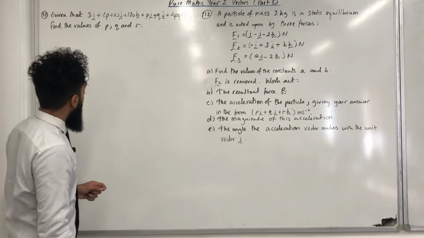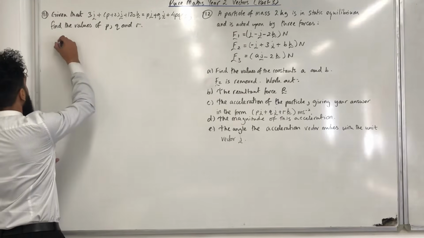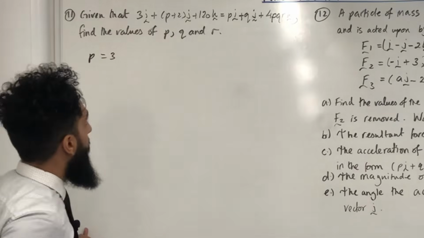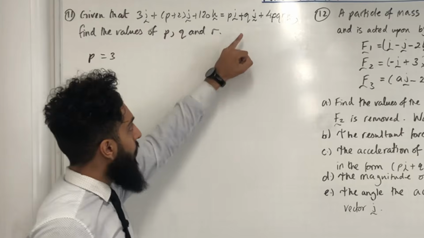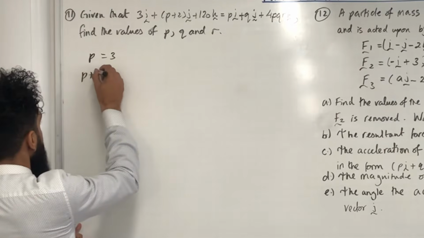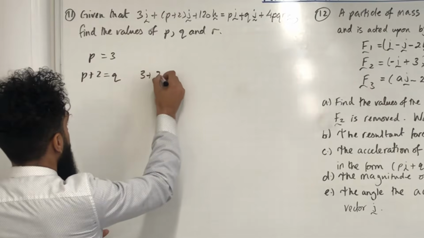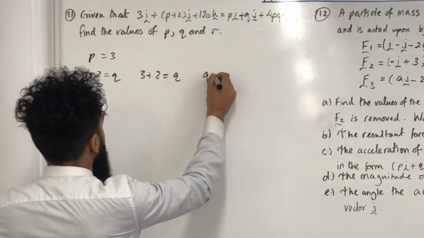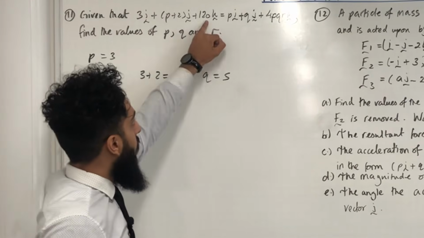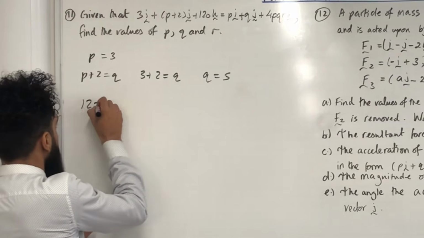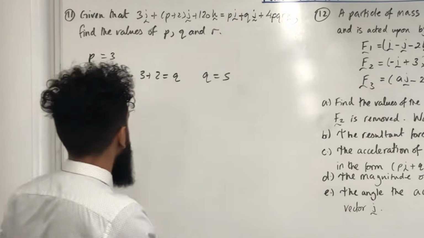So if I compare the coefficients for i, I have that 3 is equal to p, or you could say p is equal to 3. Comparing the coefficients for j, we have that p + 2 is equal to q, but p is 3. 3 + 2 is equal to q, hence q is equal to 5. Comparing the coefficients for k, 120 is equal to 4pqr.